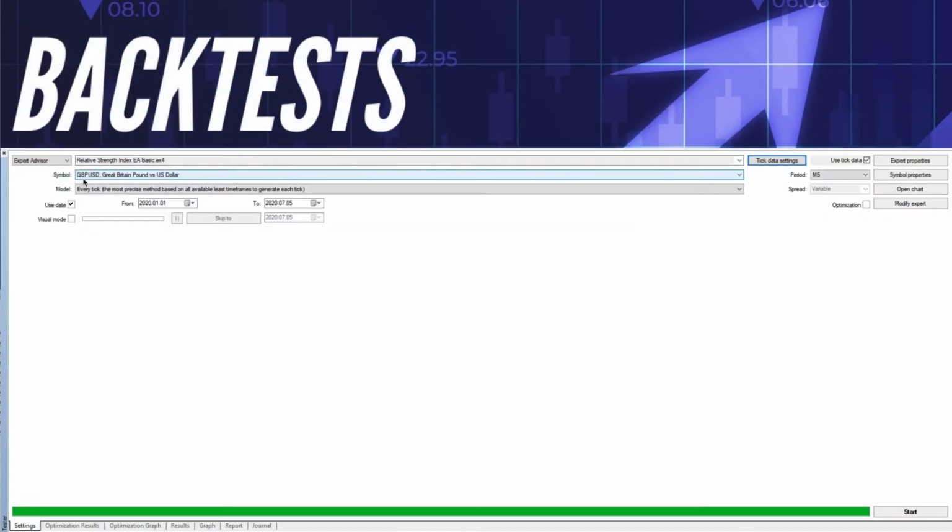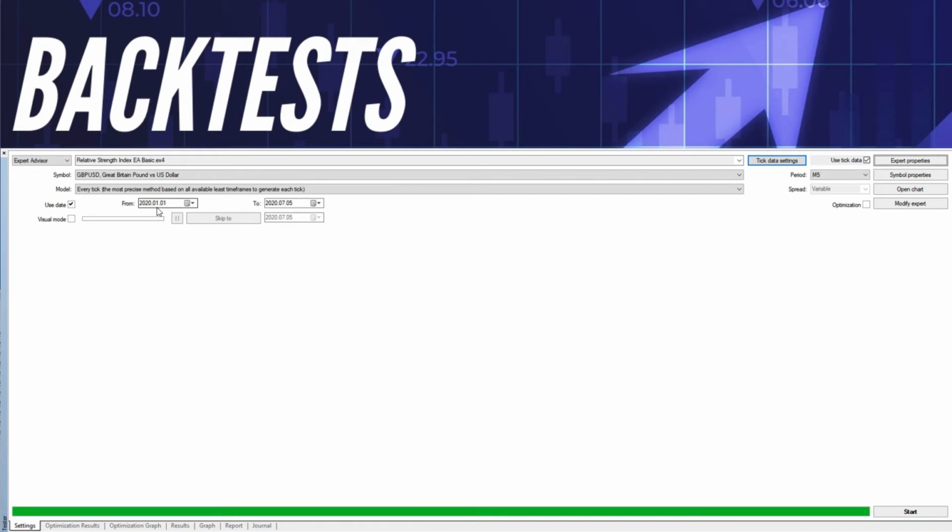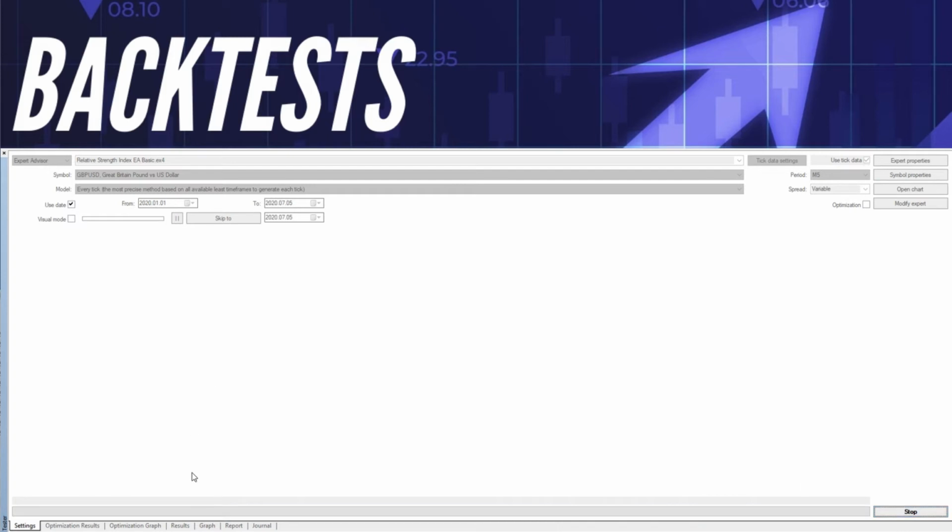Okay, we're now going to do the back test. So as you can see, it's the RSI standard trading robot. It's the pound dollar on the 5-minute time frame, and then we're going to do the back test from $10,000. The date we're going to do from the start of January 2020 to July 2020, so 7 months. And now we're going to click start. So now I'm going to speed up the video so you can see the backtest results.